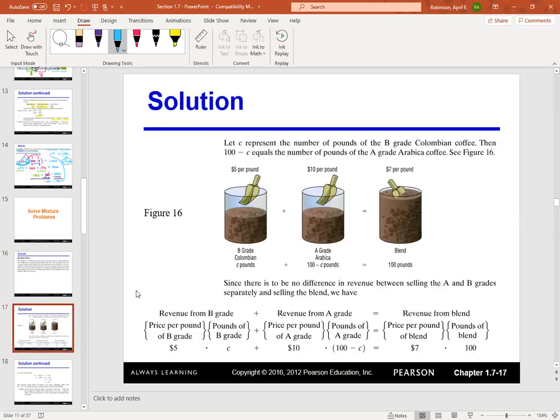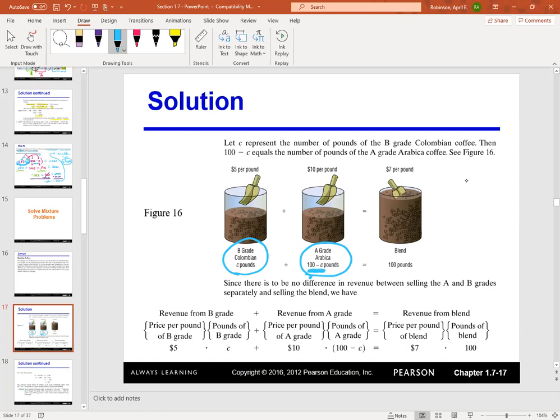And they've shown a lovely picture here, scoops and everything. And they didn't do a chart. This is kind of how I would do it. You've got the B grade here and the A grade there. They're trying to figure out how many of each are going to be mixed together, and they want 100 pounds when they're done. So call one of them C for coffee. How many pounds of coffee of the B grade? And then 100 minus C is the A grade.